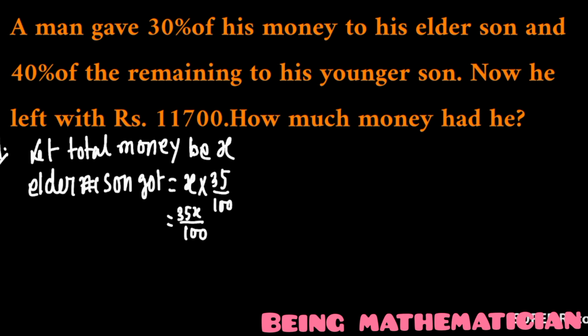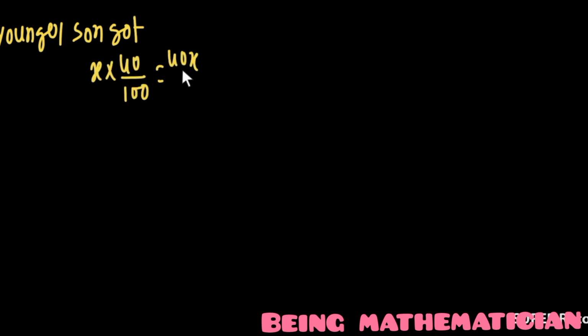Now in the next step, we observe the confusion of the students, or the conceptual error of the students, in the sum. Let's discuss the confusions first. Many students do in the next step: younger son got X into 40 by 100, that is 40X by 100. Here they are not able to observe the line in the question, that is 40% of the remainder. So now see the correct step of the solution.